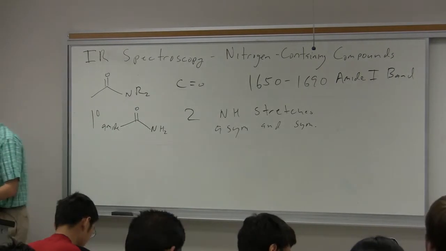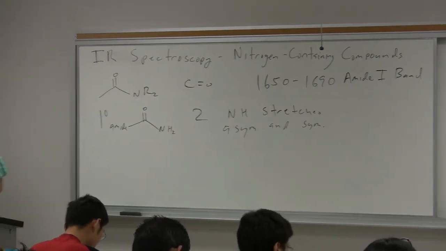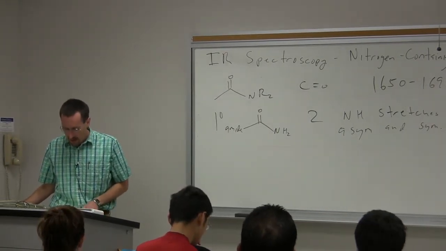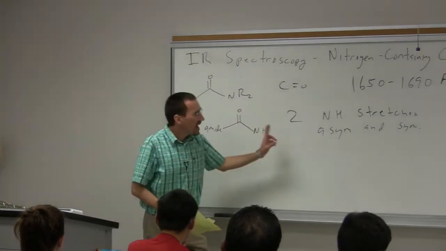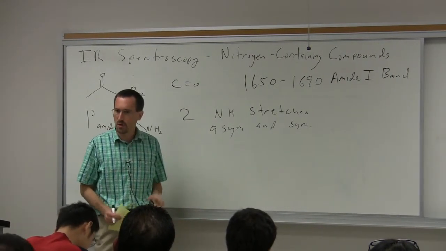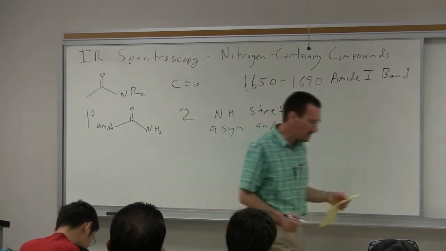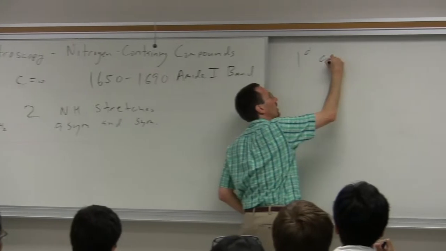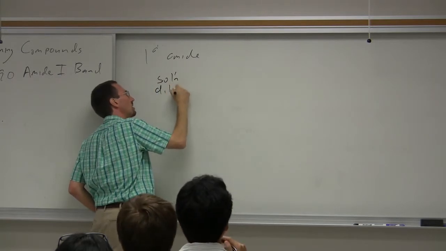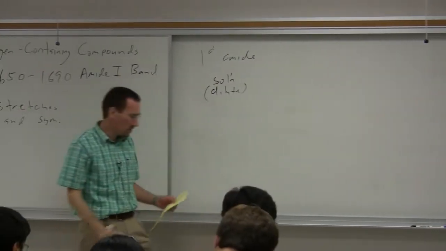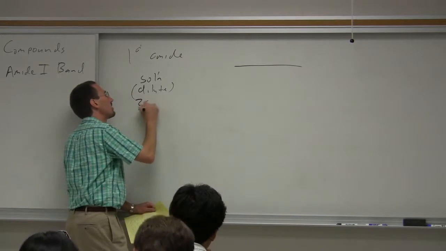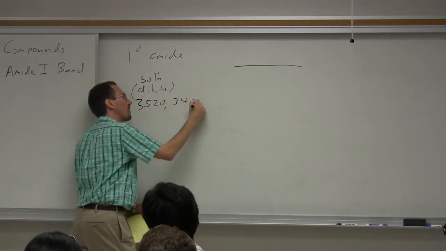And their frequency is going to depend. I think everyone by now knows that that region above 3,000 is where you get OHs and NHs and so forth. And it's going to fall in that general region. Amides have, just like carboxylic acids, they're very prone to hydrogen bonding. And so often you'll see different behavior with different states. So for a primary amide, in solution, and I'll say dilute, in other words, not super concentrated, so you don't have a lot of hydrogen bonding, those bands show up at about 3520 and about 3400.